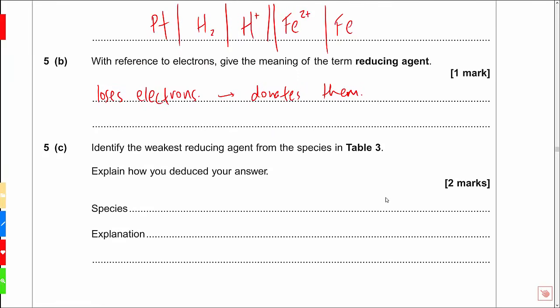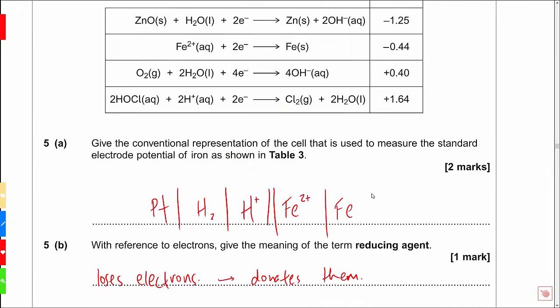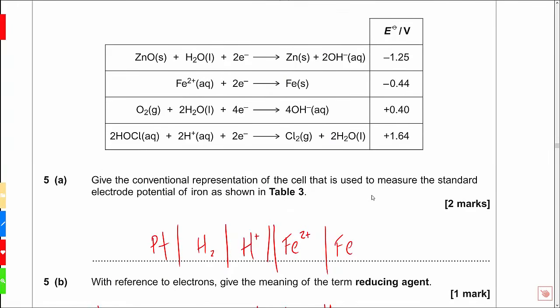Identify the weakest reducing agent from the species in table 3. Explain how you deduced your answer. So we're looking for the weakest reducing agent. A reducing agent, remember, is oxidized. So we want the one that is less easily oxidized, or the one that's less likely to undergo oxidation. Looking at the electrode potential, that's the more positive electrode potential.